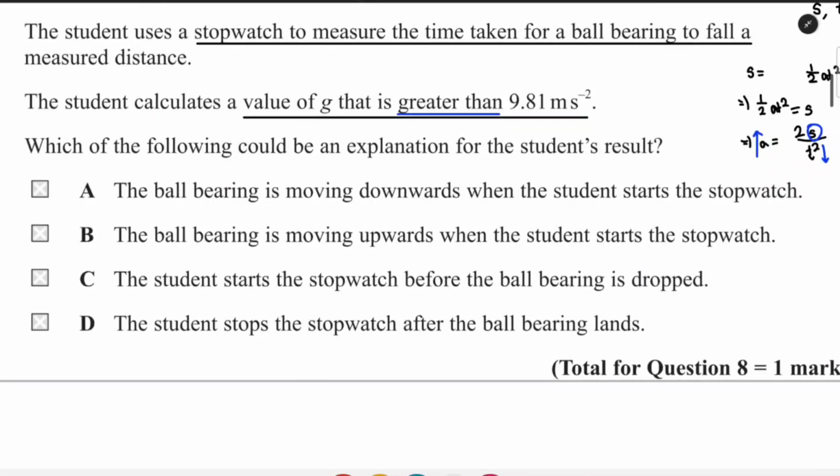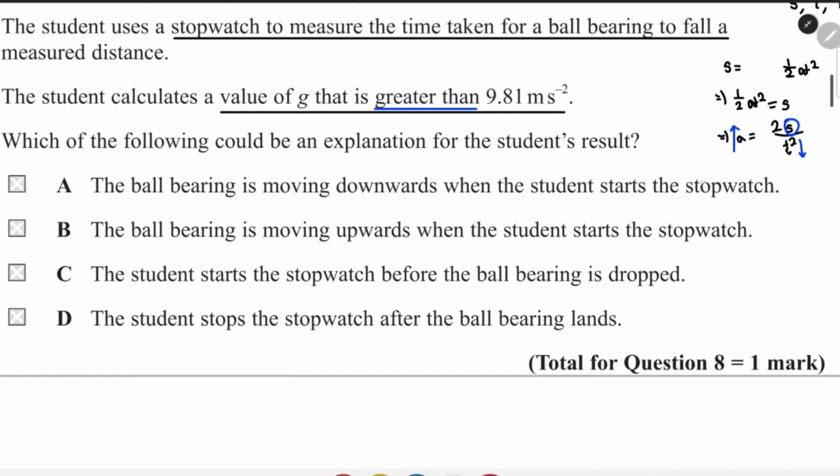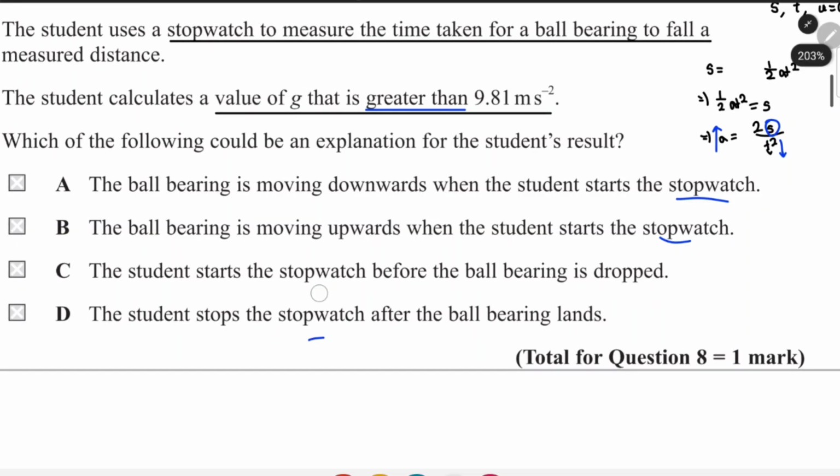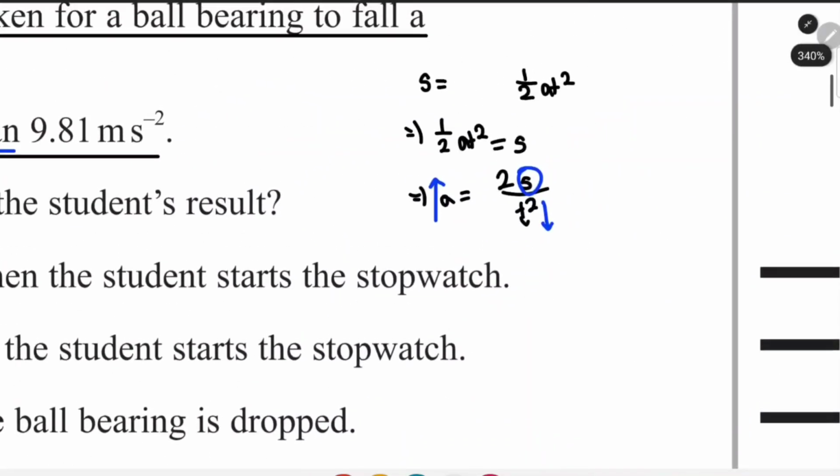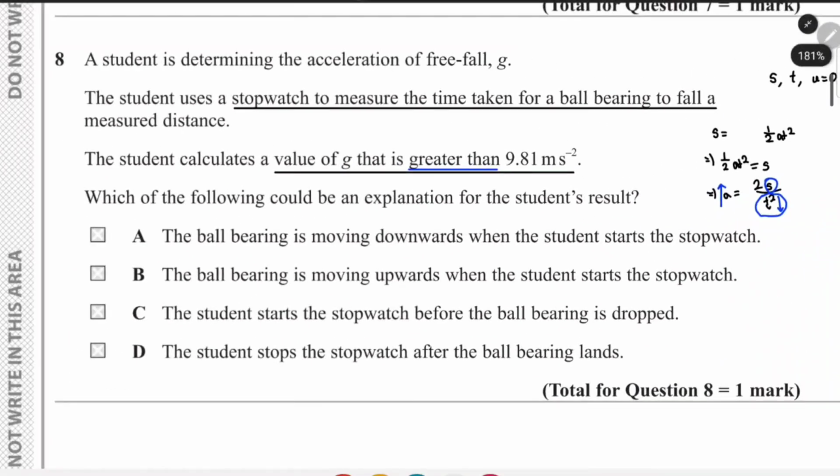As you can see in the stopwatch as well, in the options as well, we are talking about the stopwatch. So we are talking about errors in timekeeping. Now we need to find out in what cases the time would be less than what it should be.